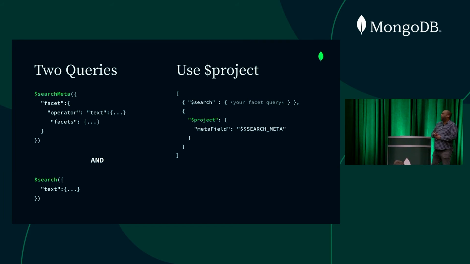Another option is to use a single query with $project. The query on the right here uses $project and incorporates the metadata as a field in each of your search documents. This isn't exactly ideal since you don't really need the metadata duplicated, but it's always possible to remove this in your application code.